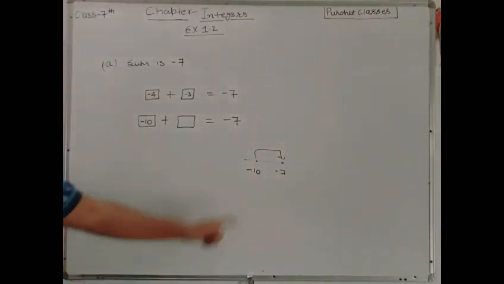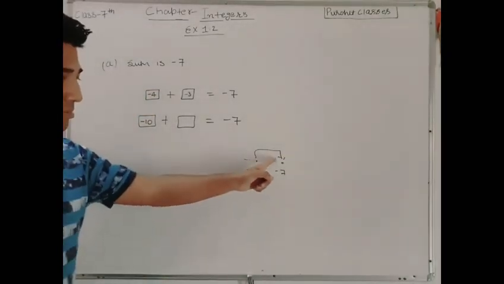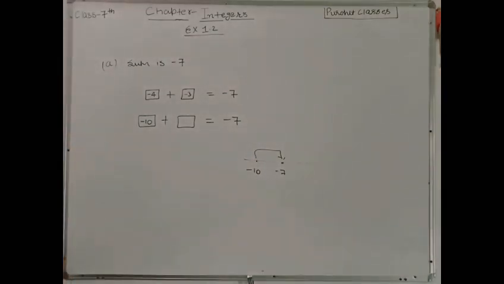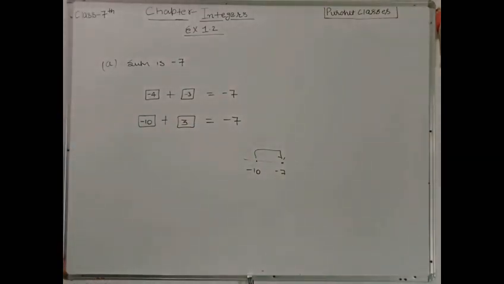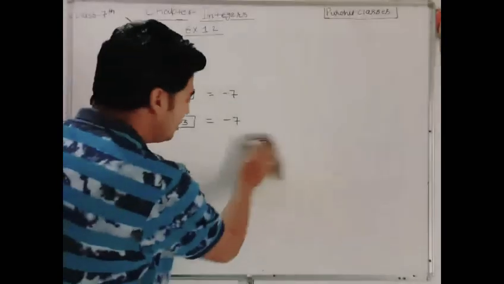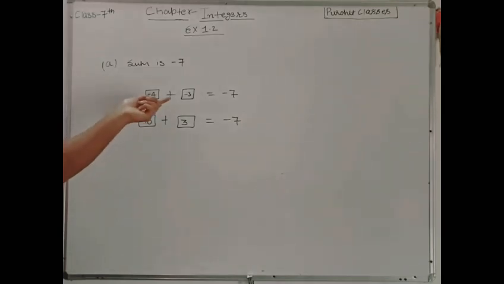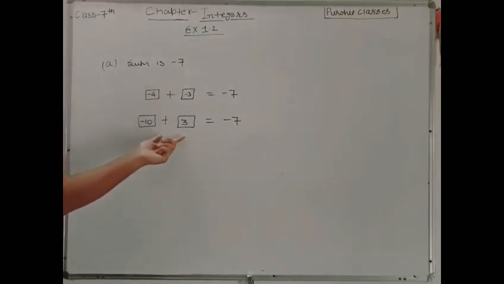How many steps? -9, -8 and then -7, 3 steps. Getting or not? 3 steps means +3. So these are also two integers whose sum gives -7. Understood? In the first case both the integers are negative, and in the second case one is negative and one is positive. So we can have lots of answers. Getting or not?